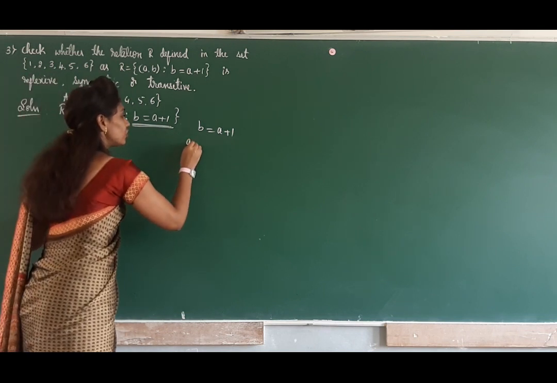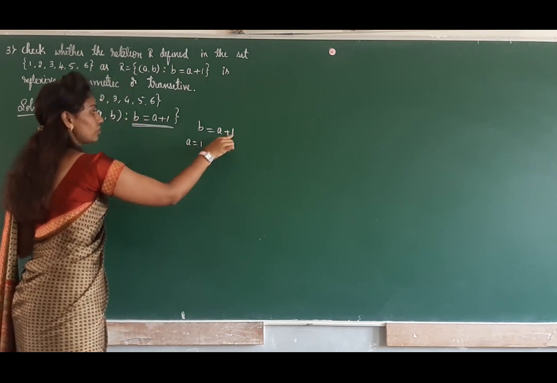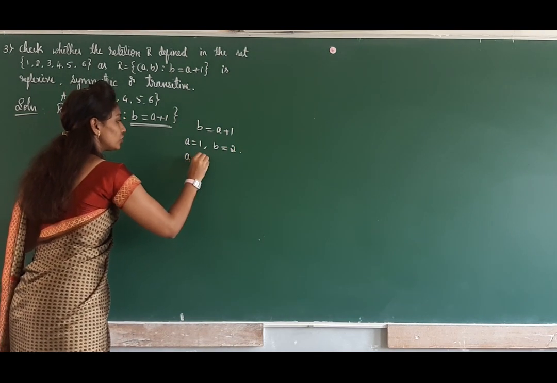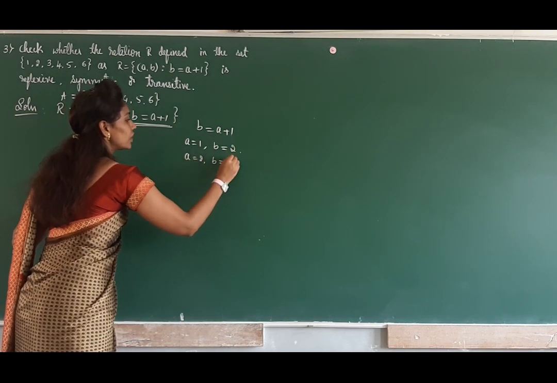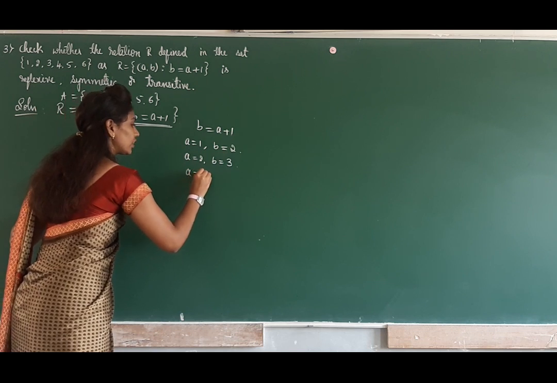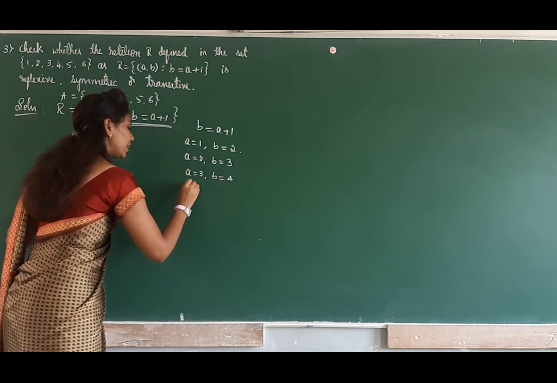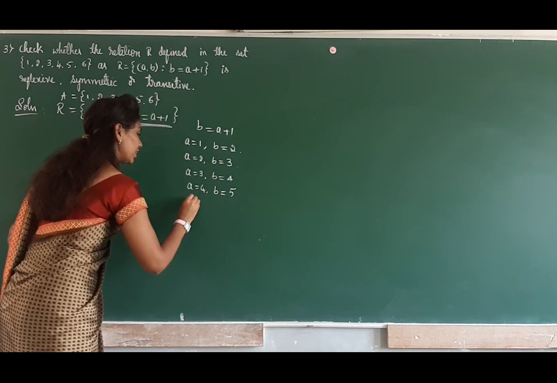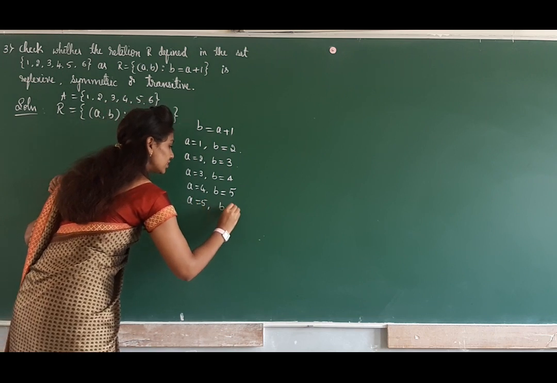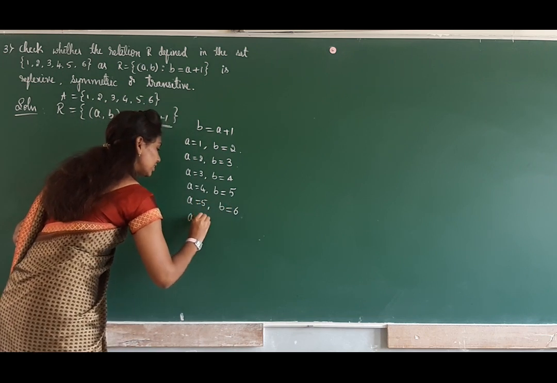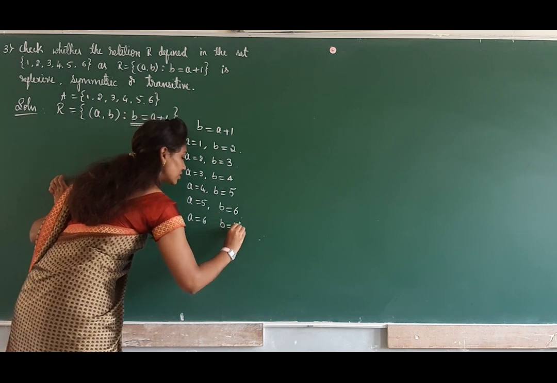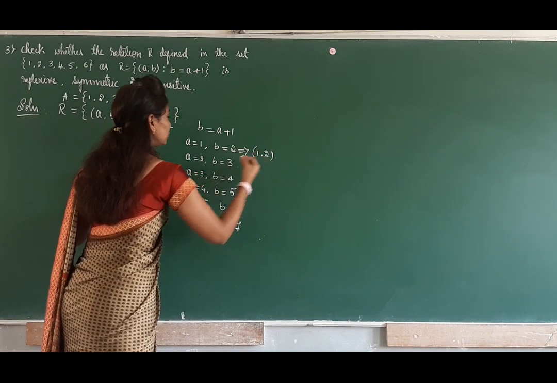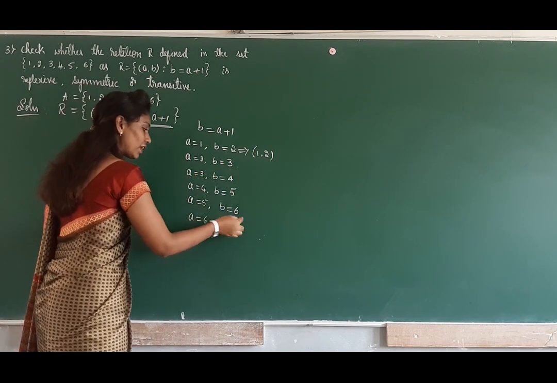A is equal to 1, then B is equal to 1 plus 1, that is 2. A is equal to 2, B is equal to 2 plus 1 is 3. A is equal to 3, B is equal to 4. Next A is equal to 4, B value is 4 plus 1 is 5. A is equal to 5, B is equal to 5 plus 1 is 6. A is equal to 6, then B is equal to 7. And the ordered pairs are 1, 2, 2, 3, 3, 4, 4, 5, 5, 6.